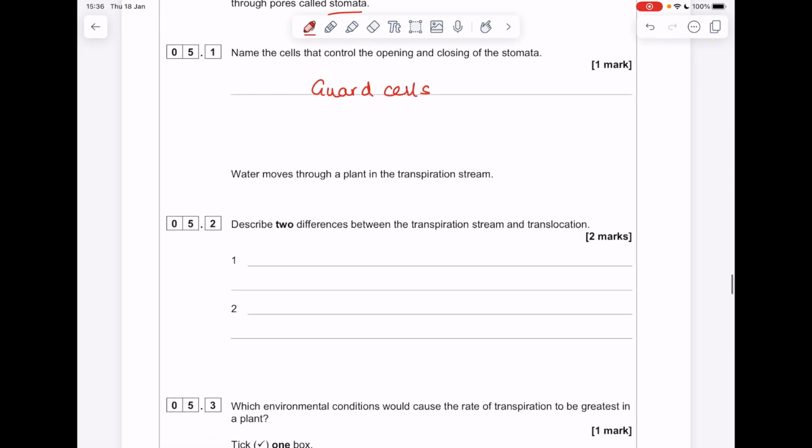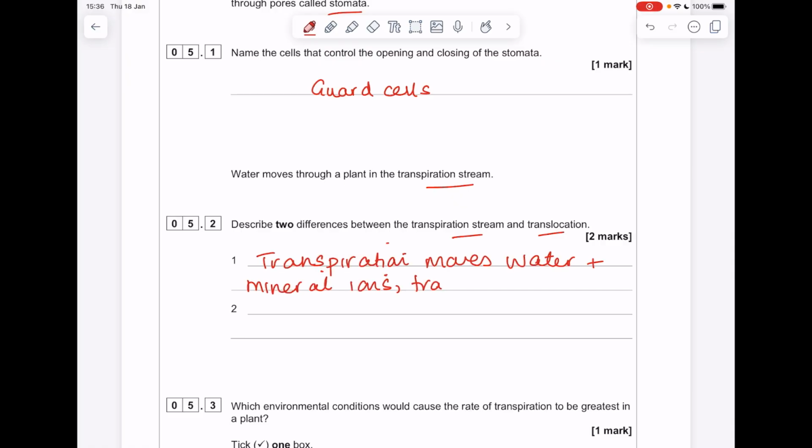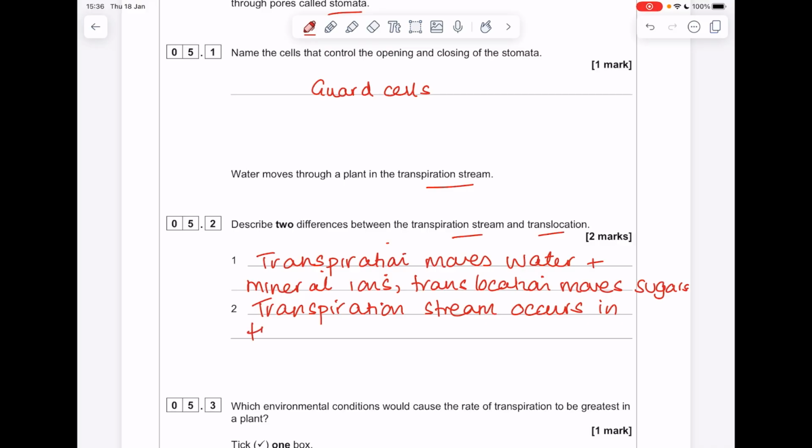Water moves through a plant in the transpiration stream. Describe two differences between the transpiration stream and translocation. Well, firstly, transpiration stream just involves the movement of water and mineral ions, whereas translocation involves the movement of sugars. There's not an awful lot of room here to write this. Then in terms of the direction, transpiration stream occurs in the xylem upwards. Whereas translocation takes place in the phloem and is in both directions.